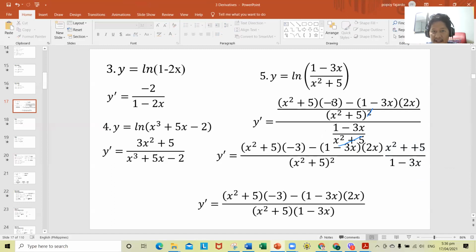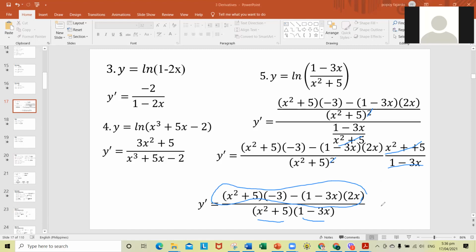Yan, di ba? Parang yung denominator natin binaliktad. So, pwede nating i-cancel itong x squared plus 5, dalawang x squared plus 5 times x squared plus 5 yan? So, mawawala na lang yung isa. So, matitira ito, yung nasa taas, kaya ito na siya. Got it? And then x squared plus 5 is there. And then 1 minus 3x is here. Okay? Kuha. Okay na. Malinaw po ba?